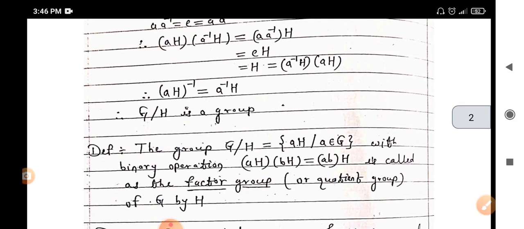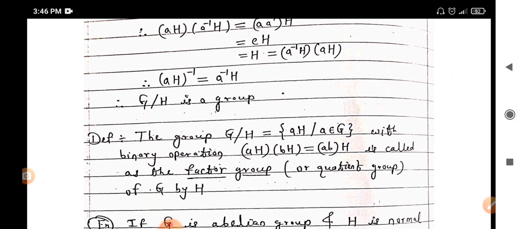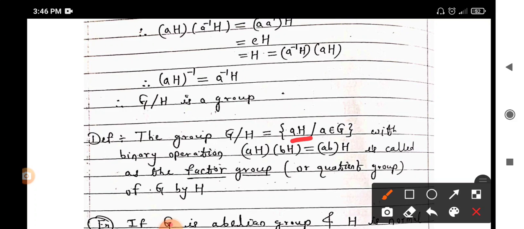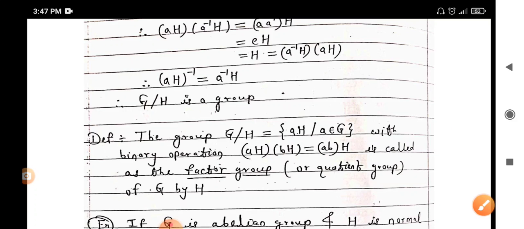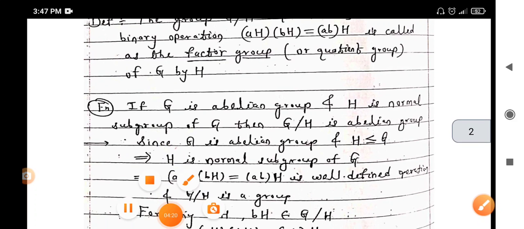Therefore we prove that the set G by H, consisting of the cosets aH, a belongs to G, with the binary operation aH bH equals abH, is called a factor group or quotient group G by H. In the previous example we proved that G by H is a group, and that G by H group is called a factor group or quotient group. Now we see the examples of factor group or quotient group.